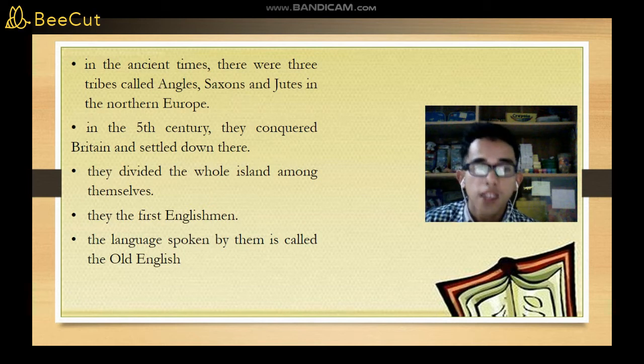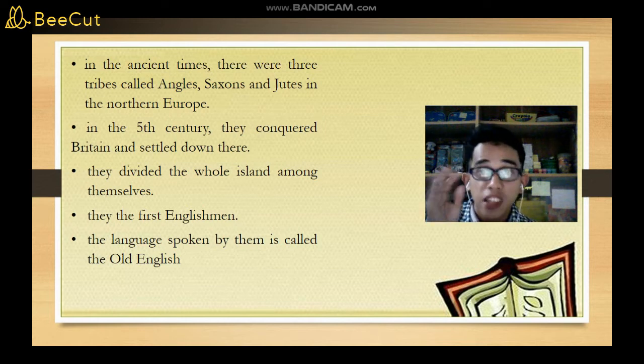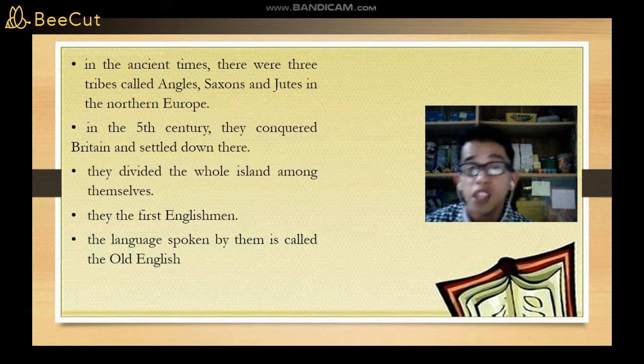After they won, the Angles settled down in the East Midland and built the kingdom of East Angles. On the other hand, the Saxons took the southern part of the island and set up some small kingdoms such as the Wessex, the Essex, and the Sussex. While the Jutes occupied the southeastern corner of the island. Gradually, seven kingdoms arose in Britain.